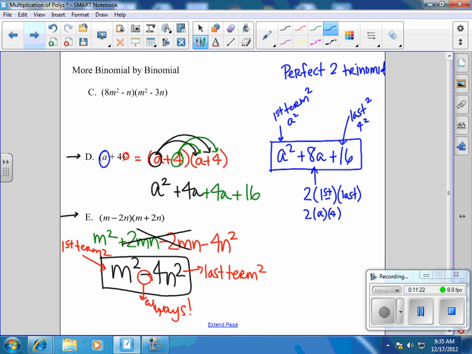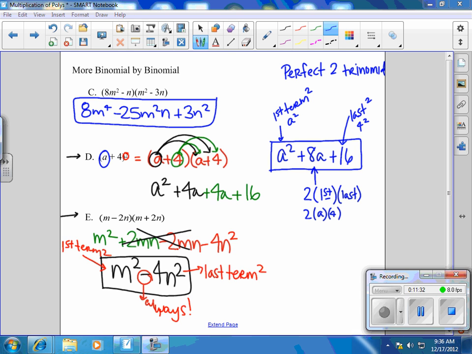If you want to try C, go ahead and pause the video and I'll write the answer up there. Alright, for C you should have gotten 8m to the fourth minus 25m squared times n plus 3n squared.